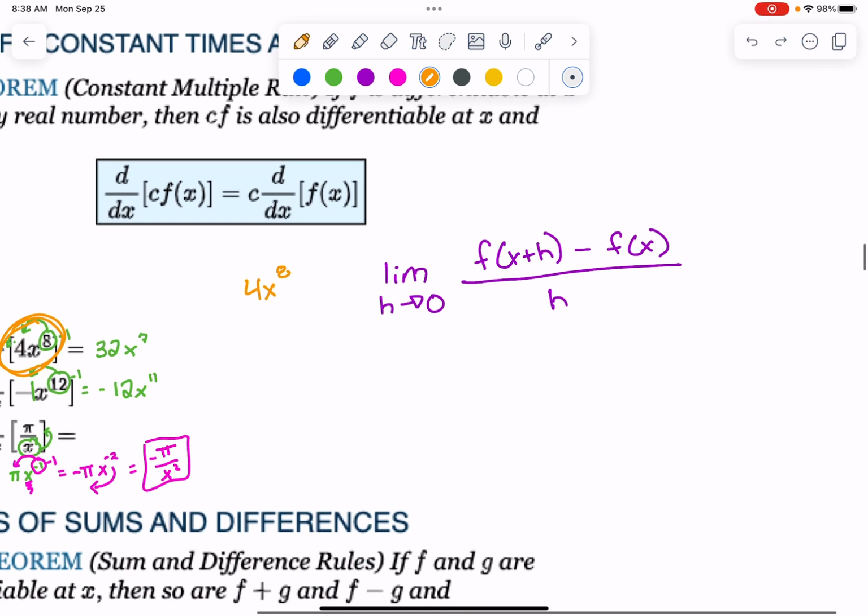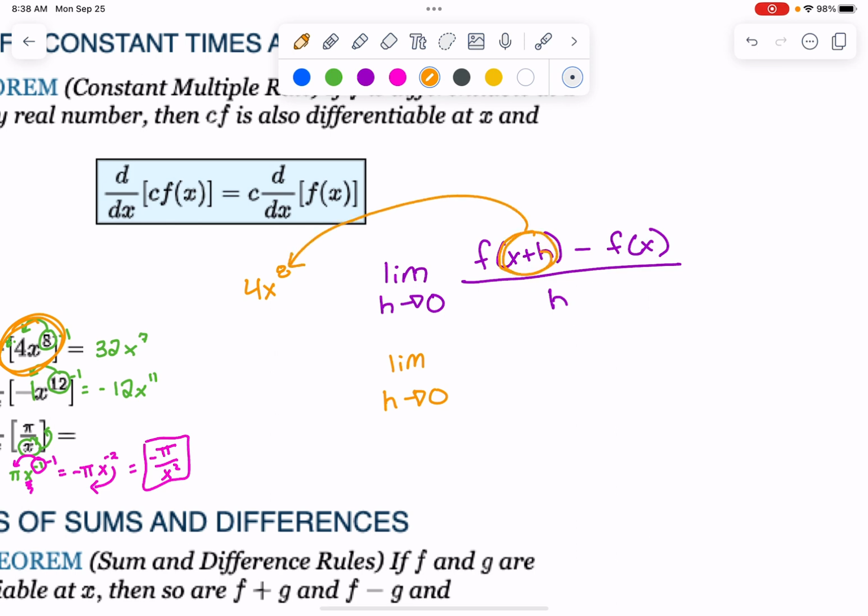So here's how this would work. I would do the limit as h goes to 0, and then here f of x plus h. I would take x plus h and plug it in for x. So I would have 4 times x plus h to the 8th power, right? Instead of x, it'll now be x plus h. Minus f of x, which is just the original, 4x to the 8th power, all over h.